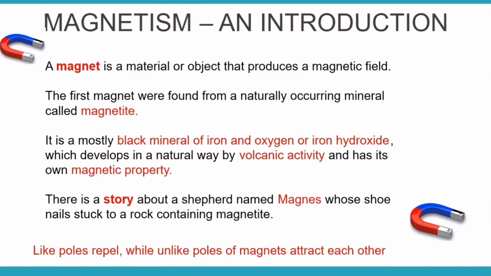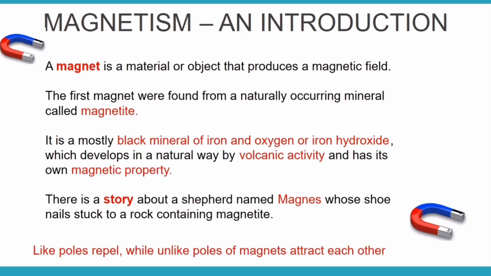The first magnets were found from a naturally occurring mineral called magnetite. It is a mostly black mineral of iron and oxygen, or iron oxide, which develops in a natural way by volcanic activity and has its own magnetic property. You might have heard a story behind the discovery of the magnet. There is a story about a shepherd named Magnus whose shoe nails stuck to a rock containing magnetite.